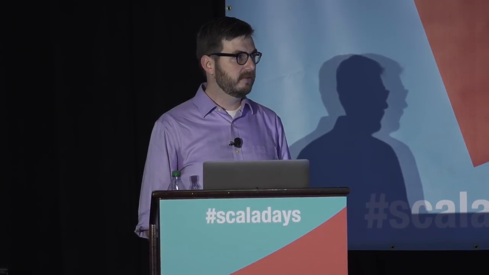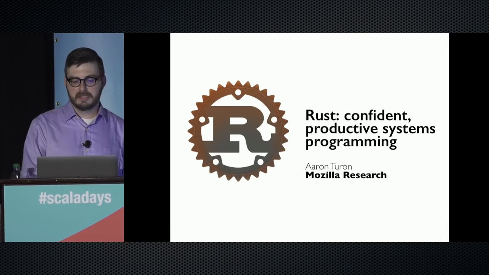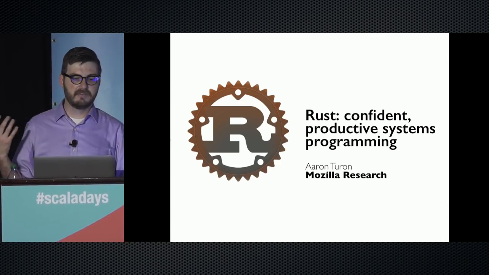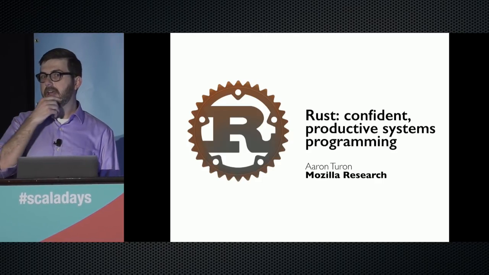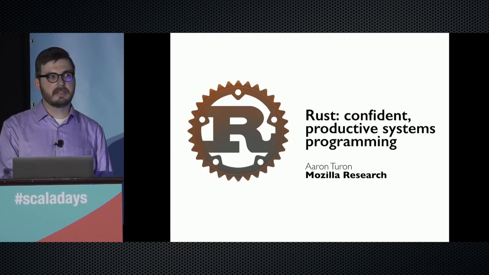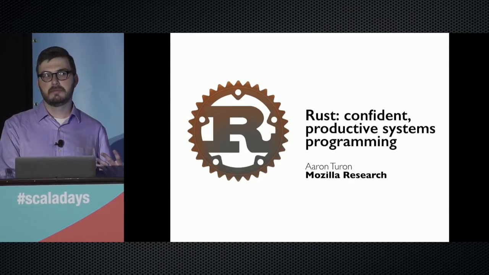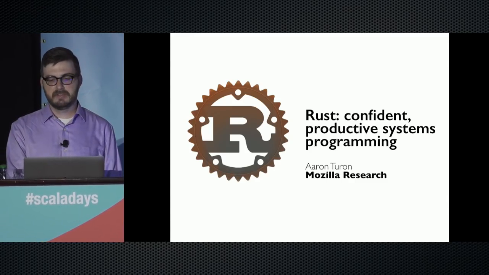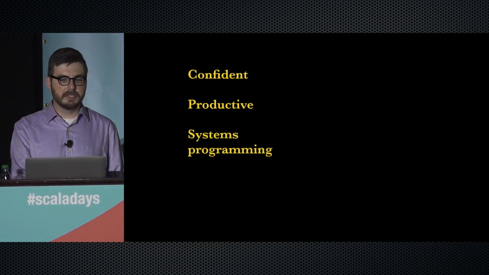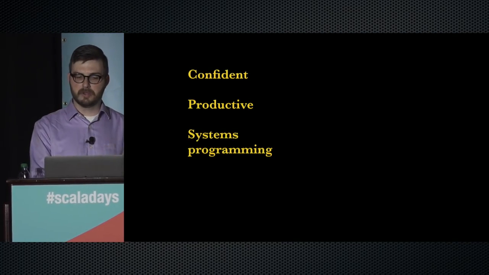But I'm going to start from the beginning in this talk, telling you a little bit about what Rust is about and why you, as a Scala programmer, might care about it. I titled this talk Rust: Confident, Productive Systems Programming. And I want to start by breaking down each piece of that as a way of explaining what Rust's mission in life is. So I'm going to start from the end and work backwards.